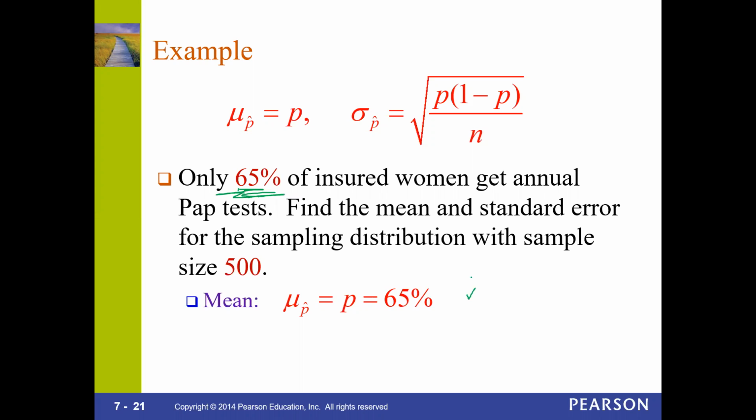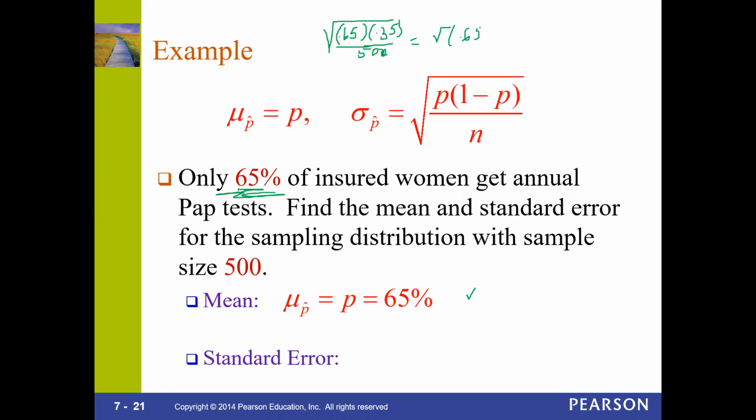Now, to get the standard error, we have to put it inside the formula. For 500 people, you're going to say the square root of 0.65 times, now 1 minus 0.65, that's going to give you how much? That's going to give 0.35, divided by 500.